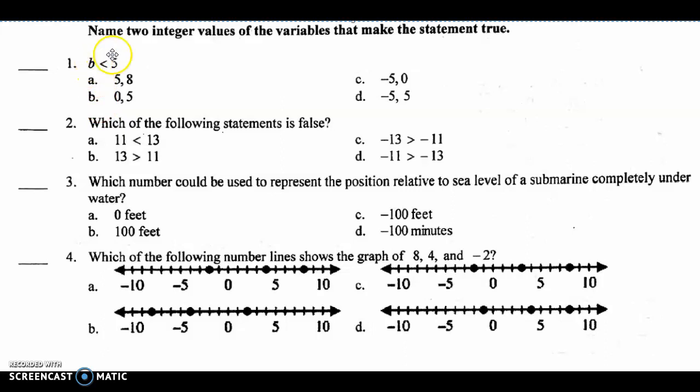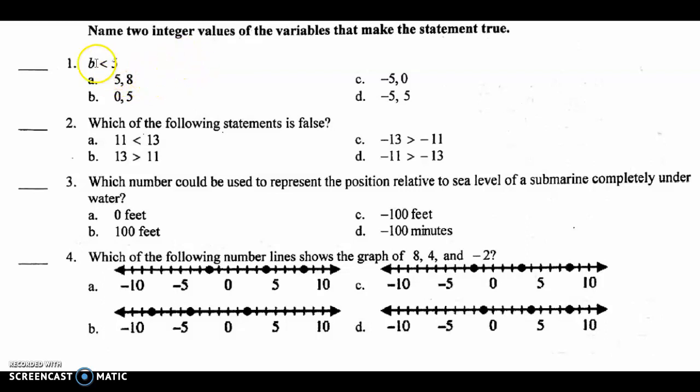So right here, on this first one, it says B is less than 5. And what we're going to do is substitute in these numbers here. It says name two integer values of the variables that make the statement true. So we have these integers. Remember, integers are whole numbers that are either negative, positive, or 0. And we're going to basically sub them in for B.